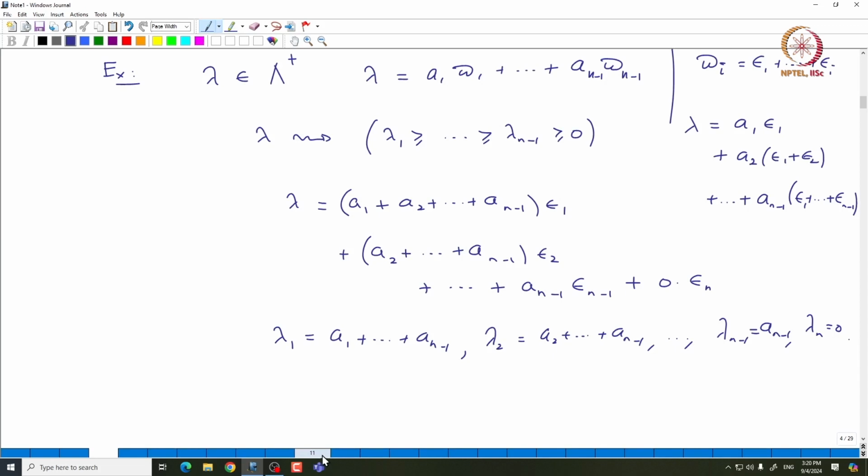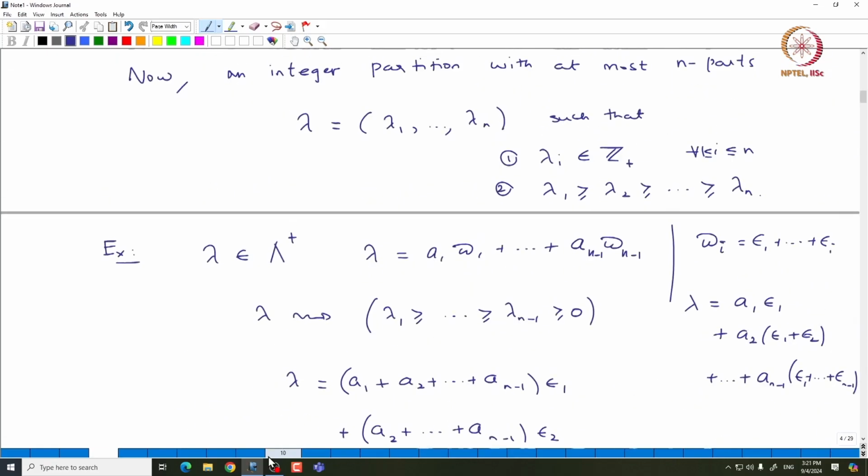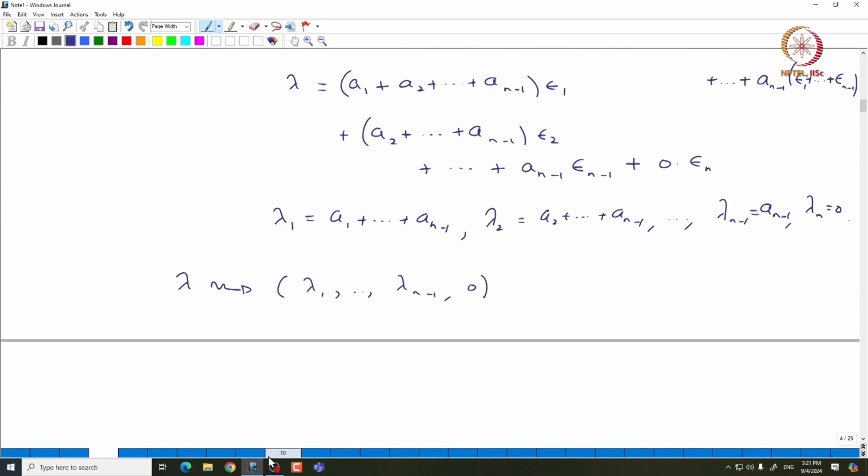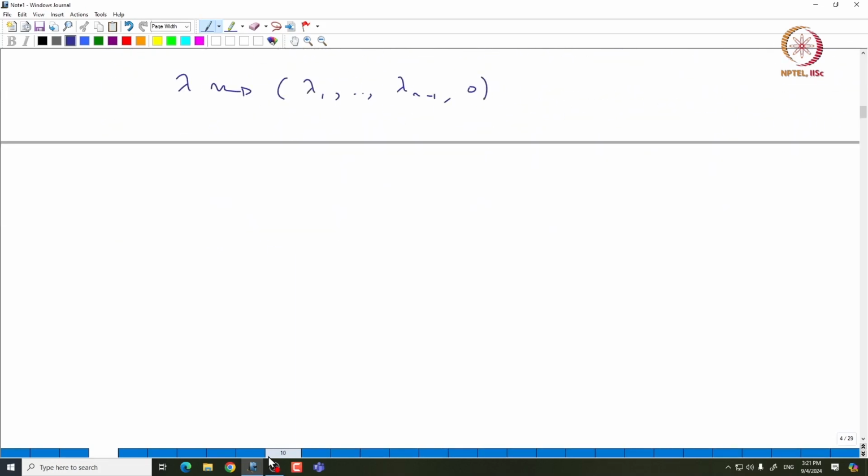So, we will always identify any dominant weight with this corresponding partition, and then we will work with that. Given lambda, we take this corresponding partition lambda 1 etc. lambda n minus 1, 0. This is another way of indexing the dominant weights of SLn in terms of partitions. Now, we will use this notation in order to define the semi-standard Young tableau and the corresponding Schur polynomial that is associated with this semi-standard Young tableau.